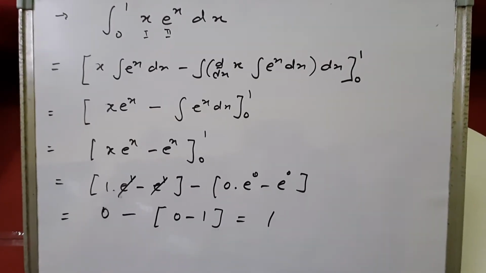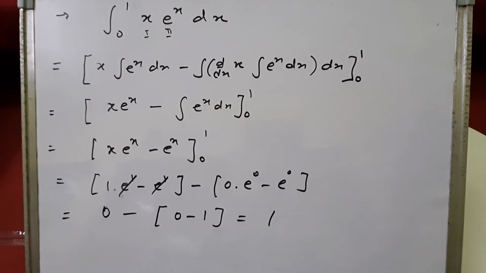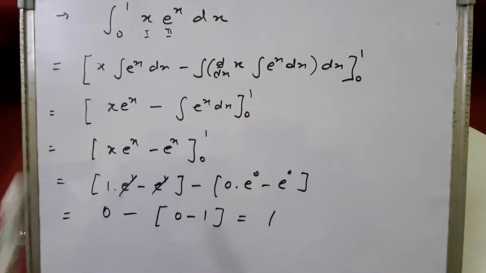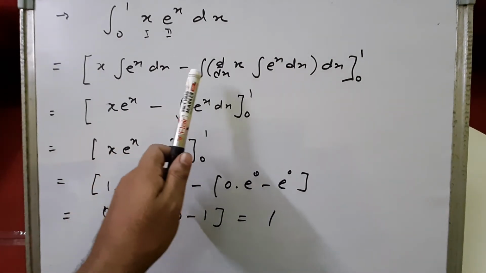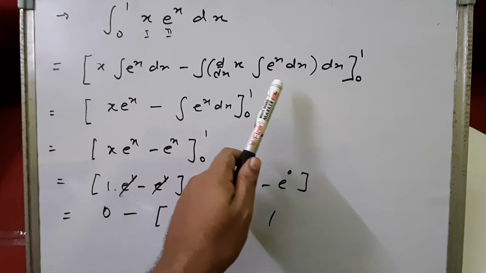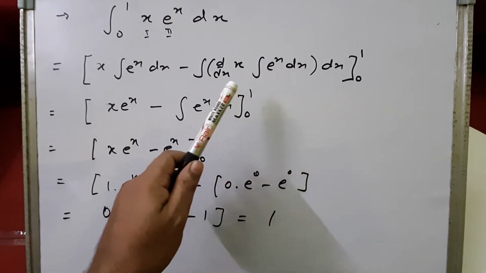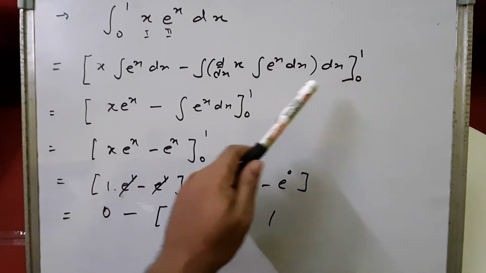Let's see another sum children. Now here we have to integrate x e to the power x dx, where the lower limit is 0, upper limit is 1. So you can see here it is given the product of two different functions. So what we are going to do, we are going to apply integration by parts. So taking x as the first function and e to the power x as the second function, right? So what we'll do, first function into integration of second function minus integration bracket open d by dx of first function into integration of second function to the whole integration. Lower limit 0, upper limit 1.